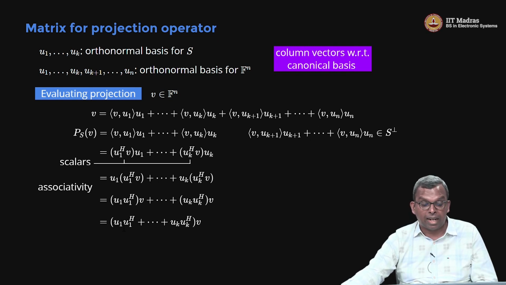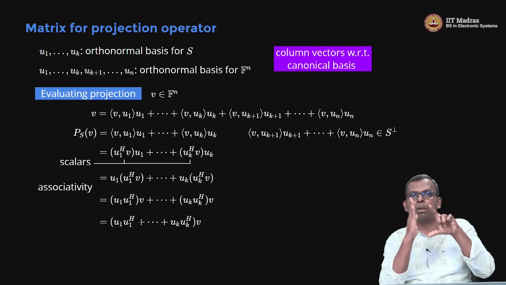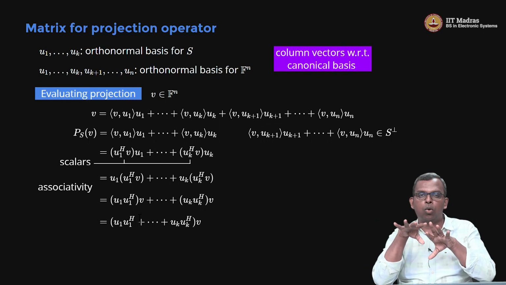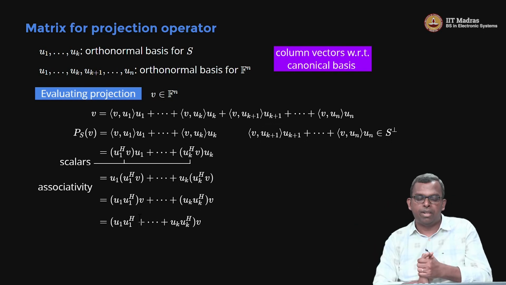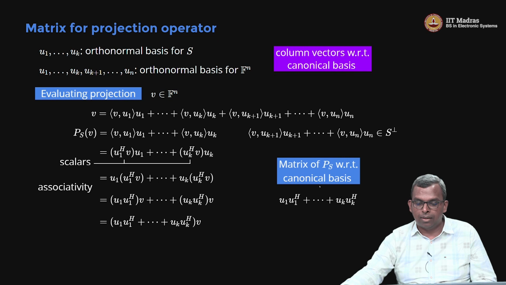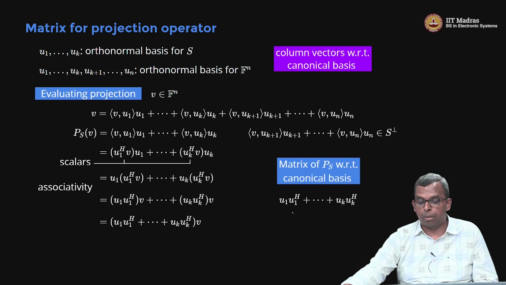These are all n cross n rank 1 matrices as it turns out. Okay. Why are they rank 1? Think about it. Every column is a multiple of the first column, right, in U1 times U1 Hermitian. That kind of a product is called an outer product. It is a rank 1 matrix. So, a bunch of k rank 1 matrices are being added to get this matrix here. This defines the matrix of PS. Notice PS of V has been written as an n cross n matrix times the vector V. So, this is nothing but the matrix of PS with respect to the canonical basis. What is the formula? U1 U1 Hermitian plus so on till UK UK Hermitian.